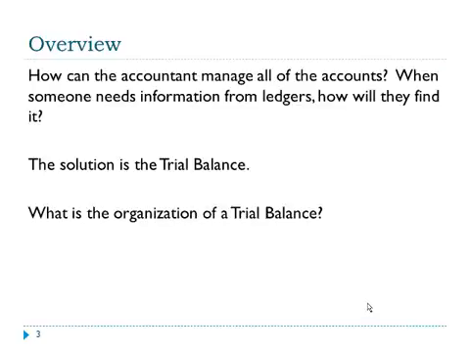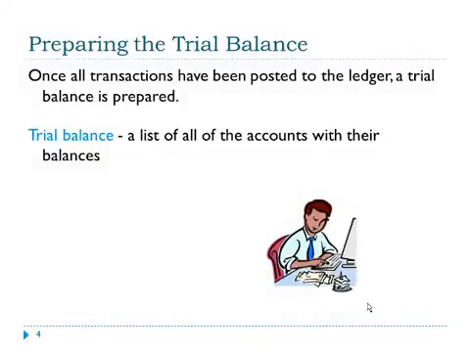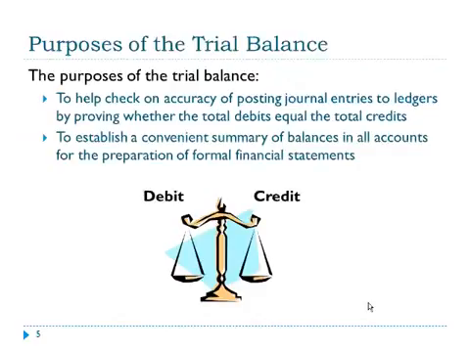The trial balance has a role in summarizing information. It's a list of all of the accounts with their balances as of a particular date. The purpose is to check on the accuracy of posting journal entries to ledgers by proving whether total debits are equal to total credits. If each journal entry is balanced with debits equal to credits, then when those entries are transferred into ledgers, we ought to maintain that same equivalence for debits equal to credits.